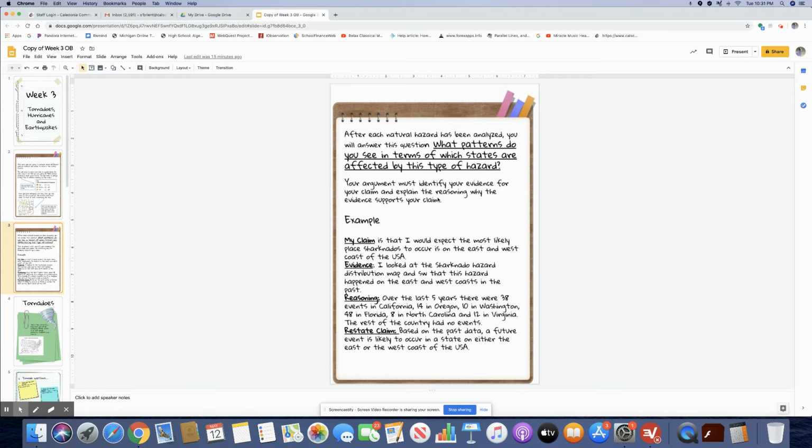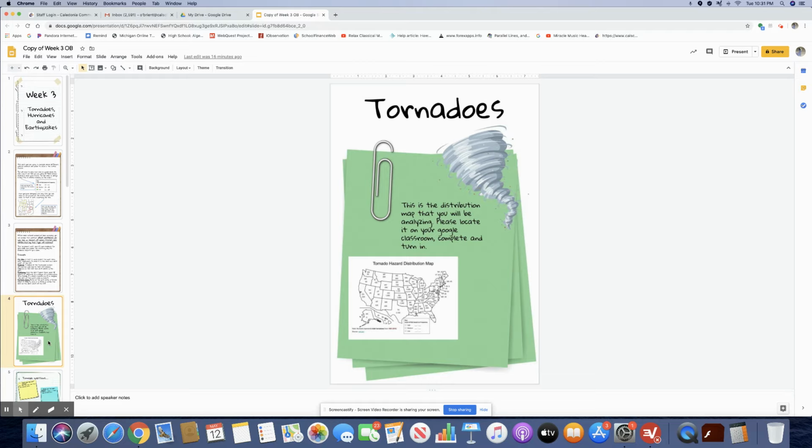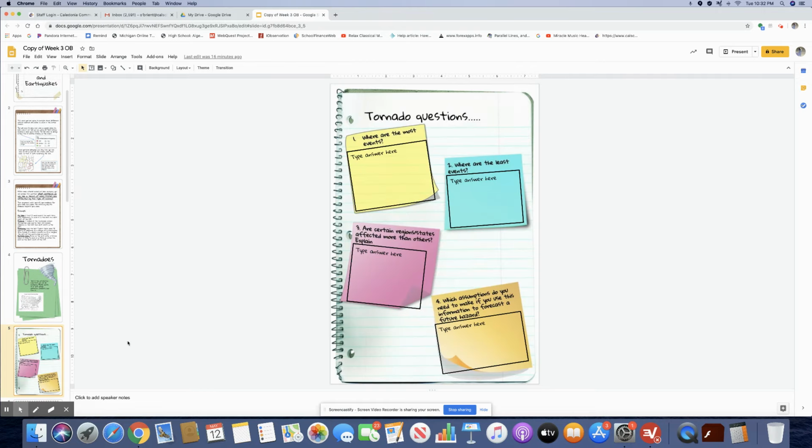Now that slide there, where you have to make a claim, give the evidence of it from the map, give a reason for why you think that might be occurring for tornadoes and air masses, that's a good reason. And then restate your claim again. That's the most important page. Okay, so 4 talks about this is the distribution map located in your Google Classroom. Complete it and turn it in. Okay, wonderful. All right. Now, then you have to type your answer in there.